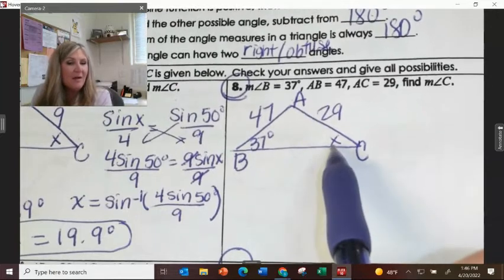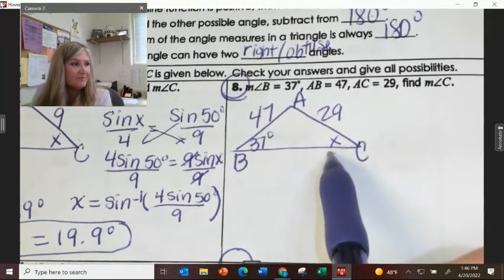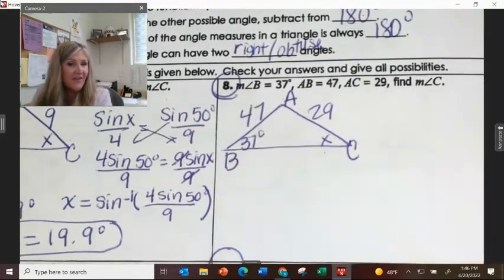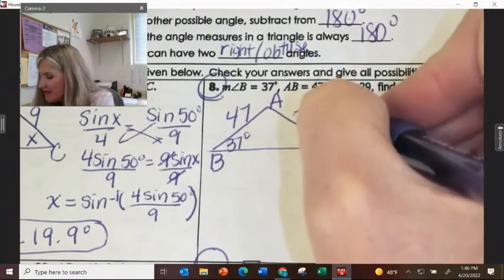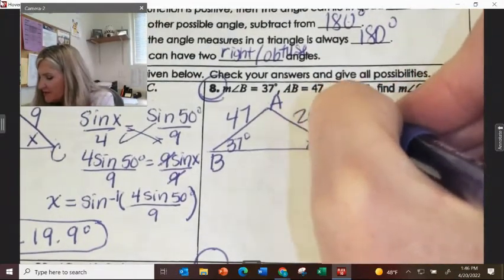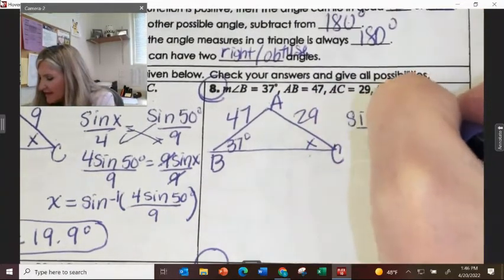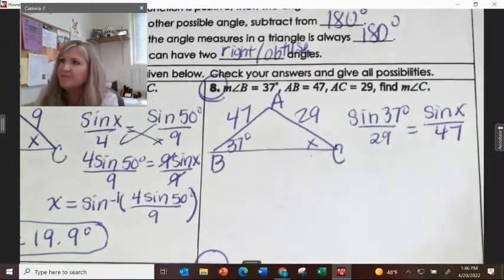What do I know about the measure of angle C? It has to be larger than what? It has to be larger than 37, doesn't it? So if I get an answer that's less than 37, that would have to be wrong. All right, let's set it up. It's going to go the sine of 37 over 29 equals sine x over 47.